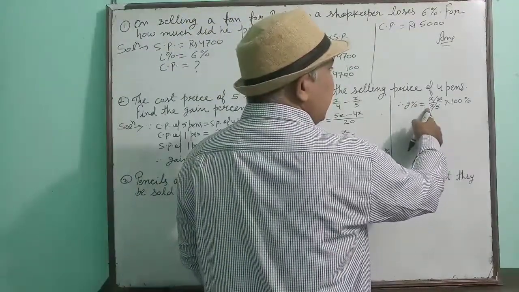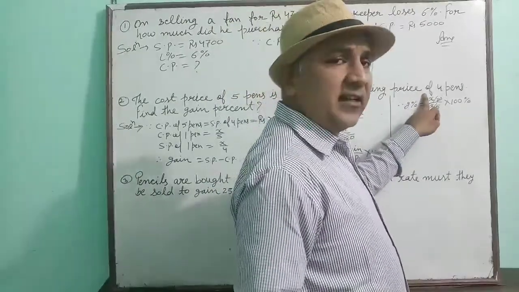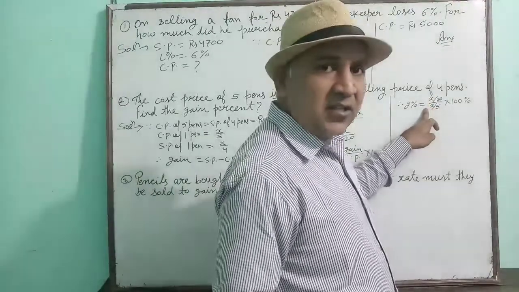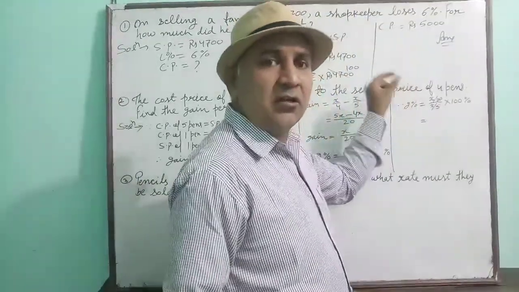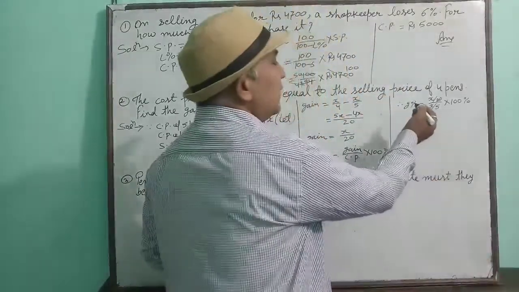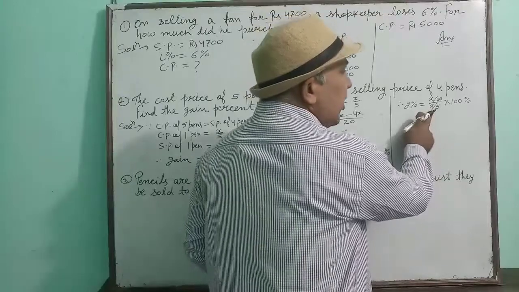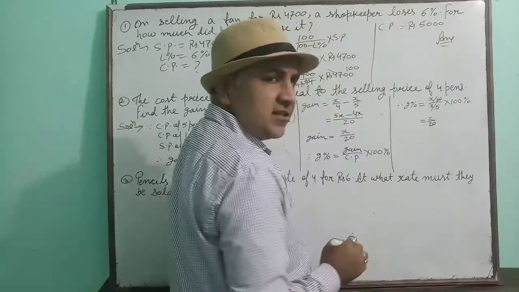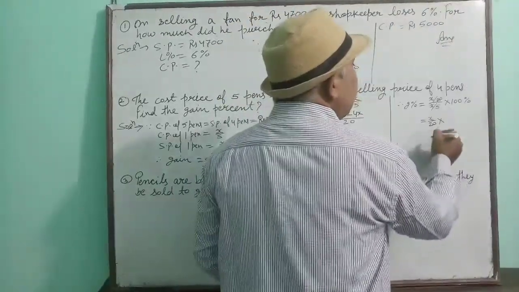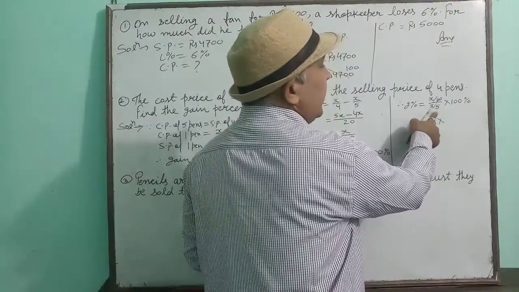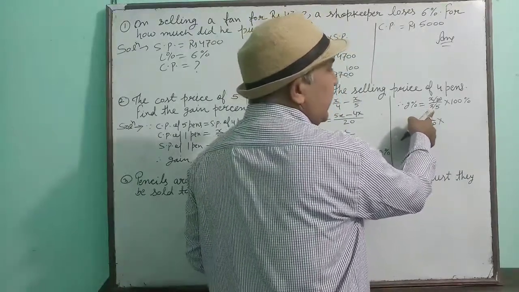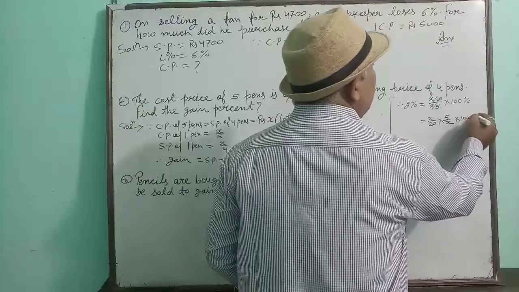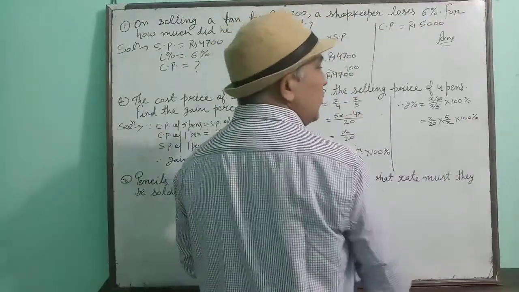This is a complex fraction. If the numerator or denominator, or numerator and denominator both, are fractions, then such a type of fraction is called a complex fraction. And to solve the complex fraction, the reciprocal of the denominator is multiplied with the numerator. X by 20 is the numerator. The numerator is multiplied by the reciprocal of the denominator. X by 5 is the denominator, so the reciprocal will be 5 by x. Into 100% is here.